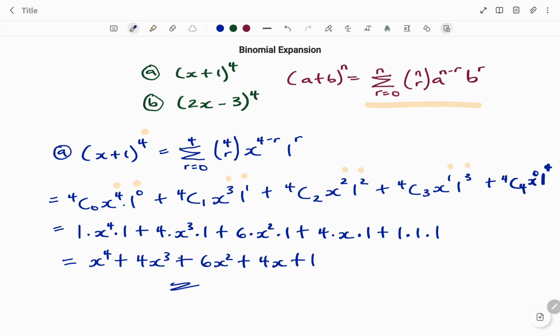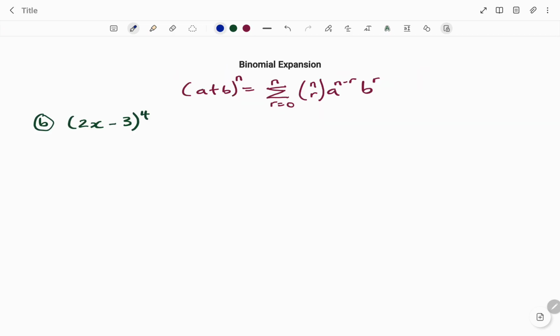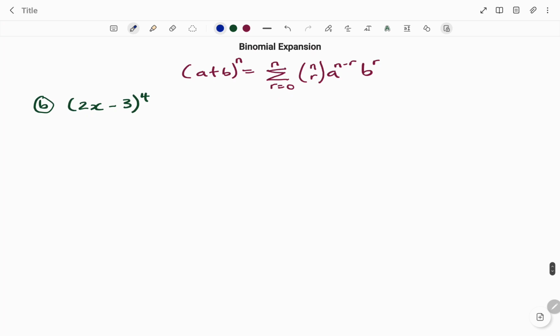Let's look at the second example. In the second example, we are to expand 2x minus 3 all raised to the power of 4 using our binomial theorem. If I rewrite that, our a is 2x and our b is minus 3. So I have that as, using the sigma notation, summation from r equals 0 to our n, which is 4 in this case also, 4 combination r as that changes.